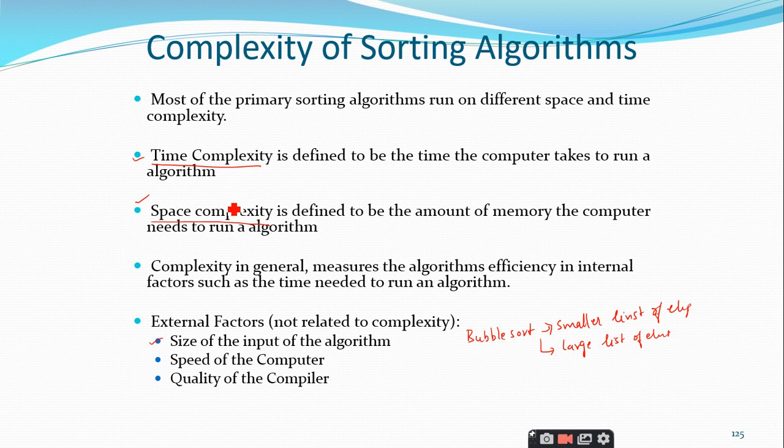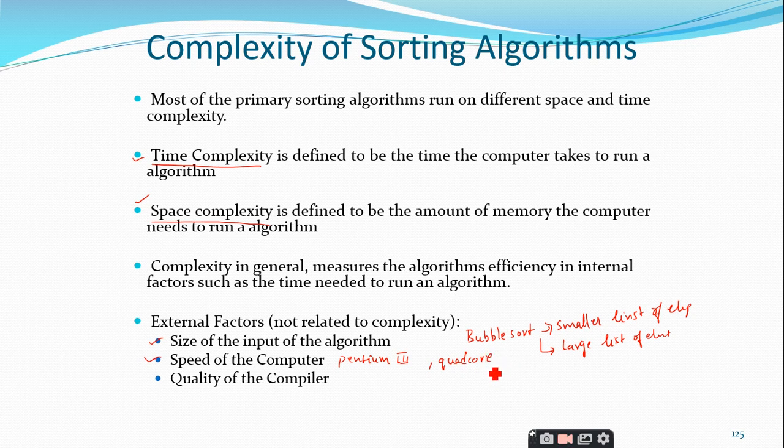So in addition to time complexity and space complexity, remember that there are many external factors. The first is the size of the input of the algorithm, and the second is the speed of the computer. For example, if you run this bubble sort algorithm on old processors, like the Pentium 3 or Pentium 4, it will take a very long time. But if you execute the same program on a quad core processor, it will take much less time.